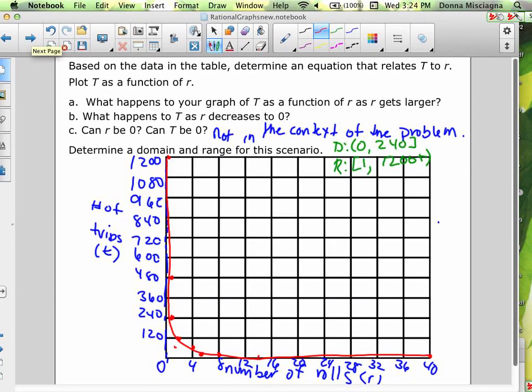All right, so what happens to the graph as the number of rolls keeps getting larger and larger? It's smaller and smaller. The number of trips gets smaller. What happens as R decreases to 0? The cat doesn't carry very much. He carries a fifth of a roll. What happens to the number of trips? Trips get bigger. T gets larger.